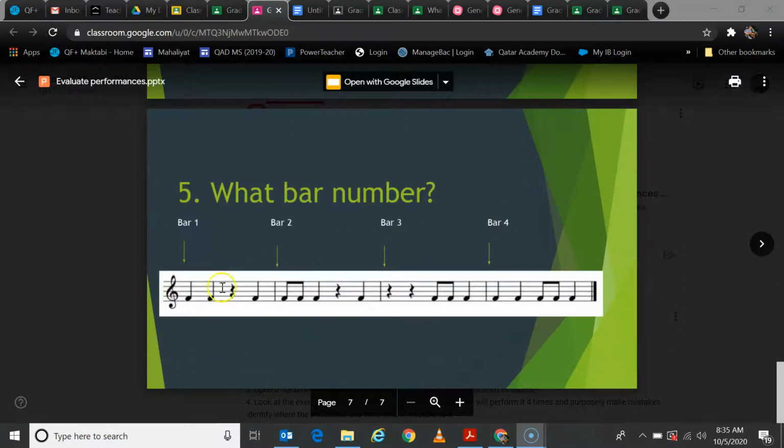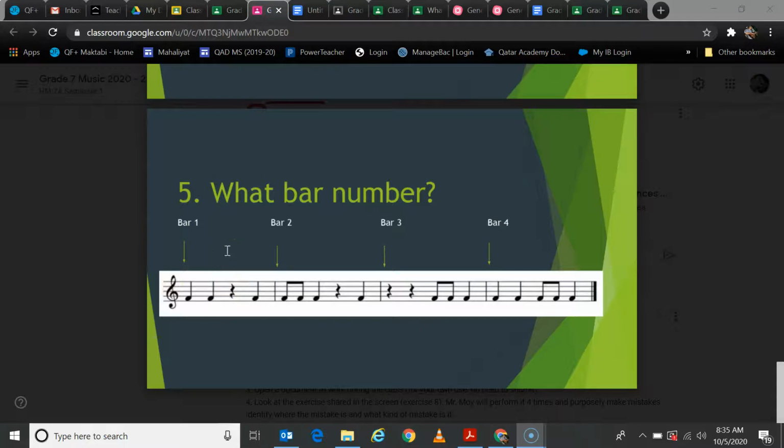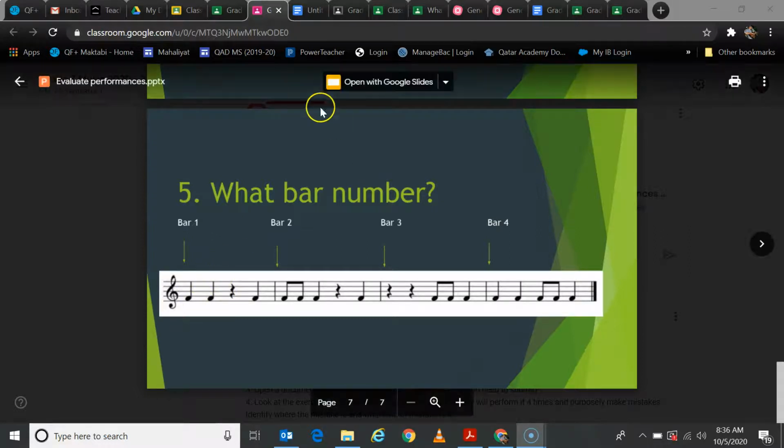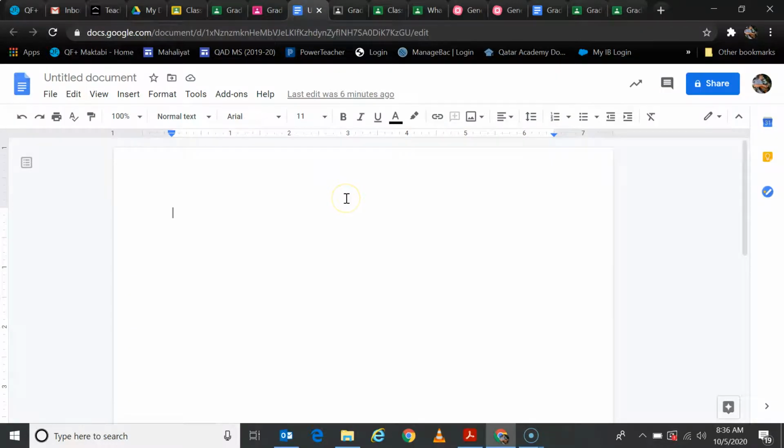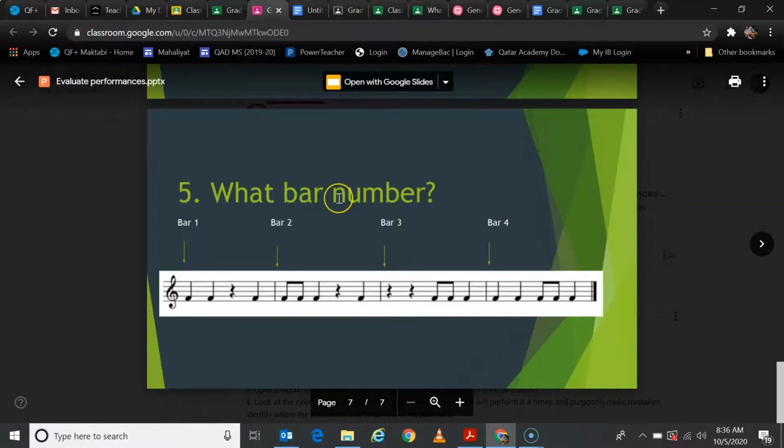Okay, instead of clapping a quarter note, instead of clapping 2 and, I clapped 2 and. So I changed this from quarter note to eighth note. That is what happens. So you're going to go to your document and you're going to report it in the following way. The person clapped eighth notes instead of quarter notes. For example, that's how you start, okay?